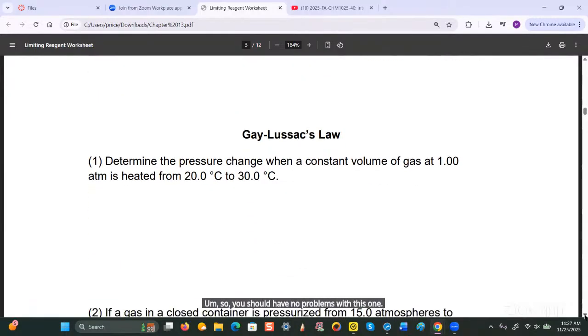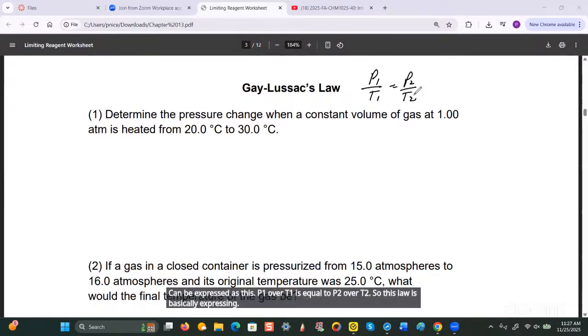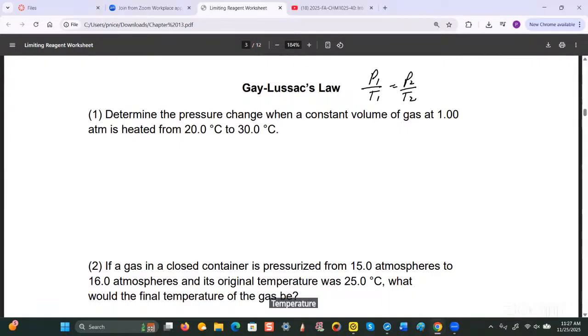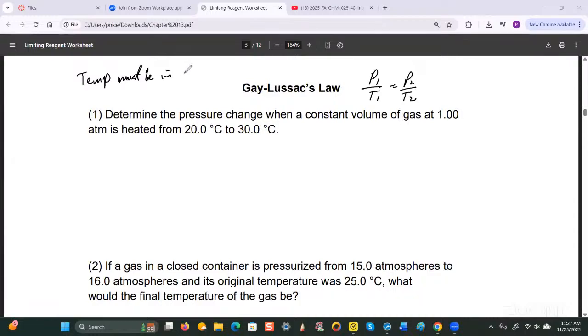All right, so let's move on to the next law, which is Gay-Lussac's law. Basically, Gay-Lussac's law can be expressed as this: P1 over T1 is equal to P2 over T2. So this law is expressing the relationship between the pressure of a gas and its temperature. And I should add that, again, temperature must be expressed in Kelvin, just as in the law that we saw before. So temperature must be in Kelvin, all right?